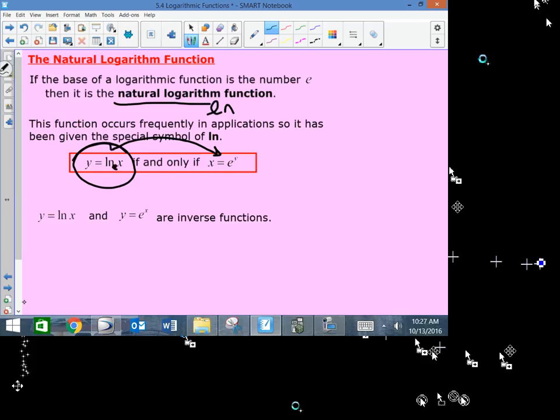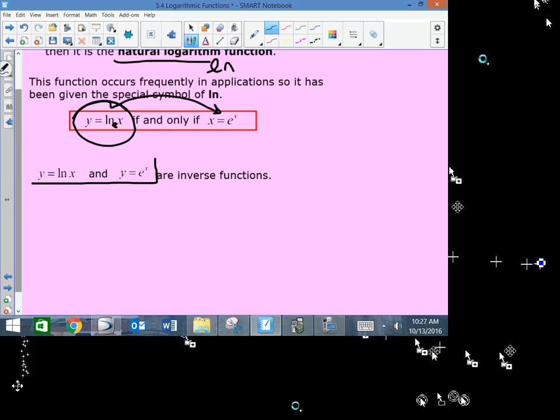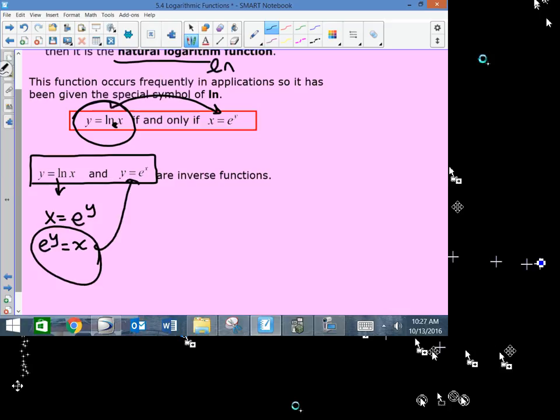Okay? So these are inverse functions, because this went to x equals e to the y. Remember, that's the same. Sometimes if you don't start with the exponent, and you start with the other side, it's confusing. And then when we switch that around, that's what we do. Okay? So those are inverses.